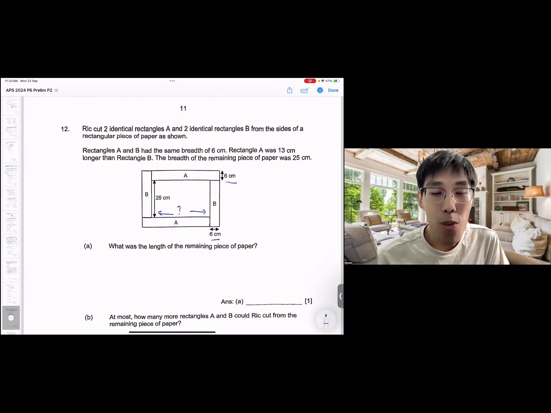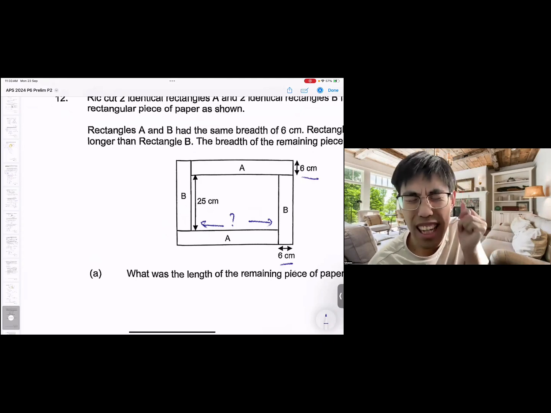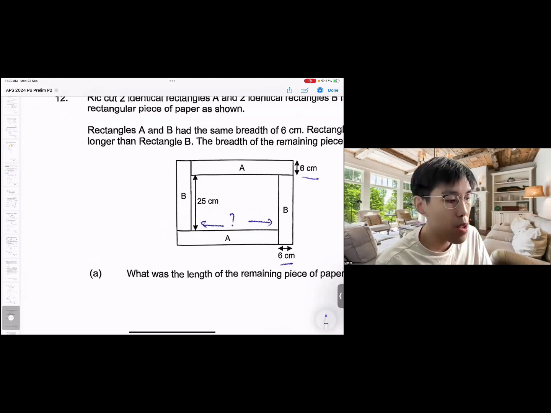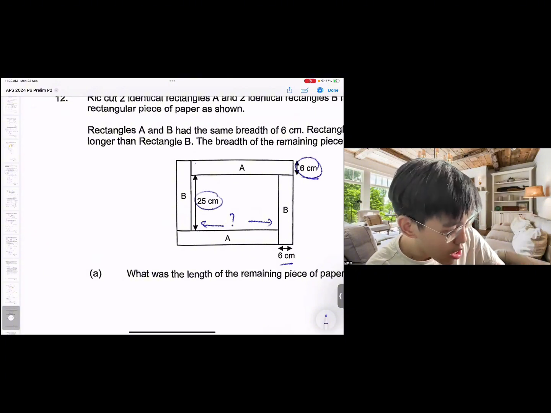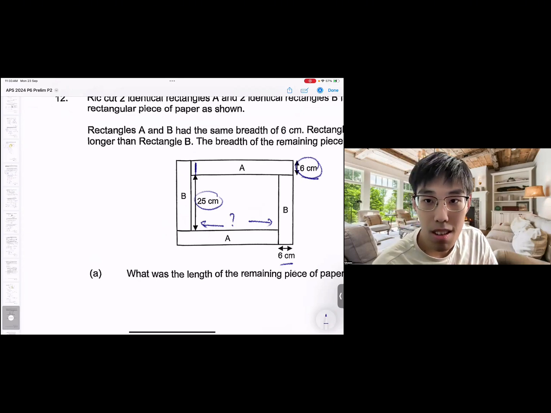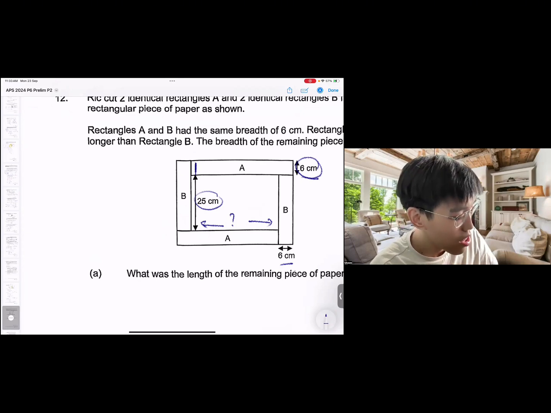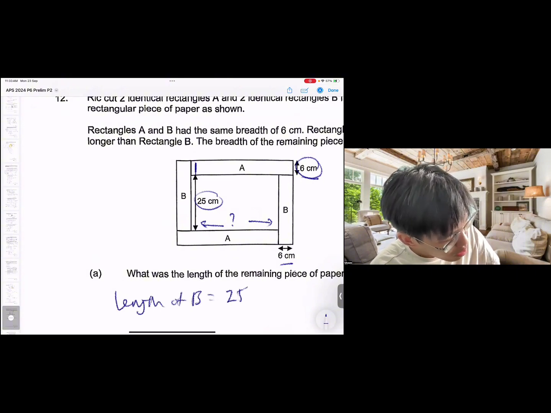Okay, so why do we say so? From here, we can actually infer a lot. We can observe quite a couple of things if we really study the diagram very closely. You see this 6 here? You see this 25 here? Do you see that if I were to shift the 6 here, wouldn't that give me the length of B? So the length of B is just 25 plus 6, 31.